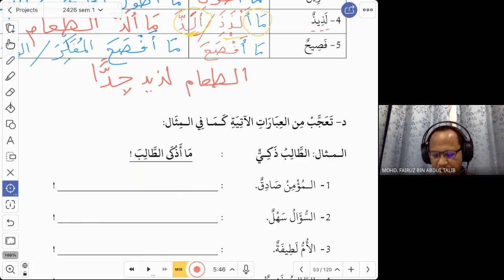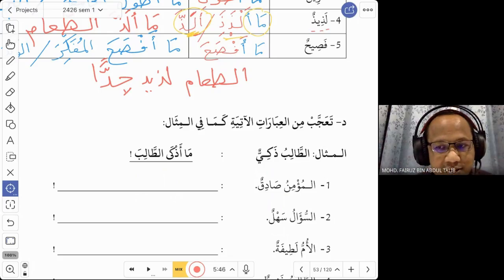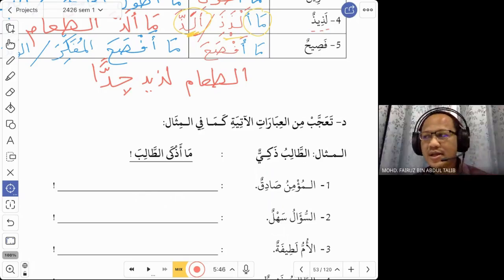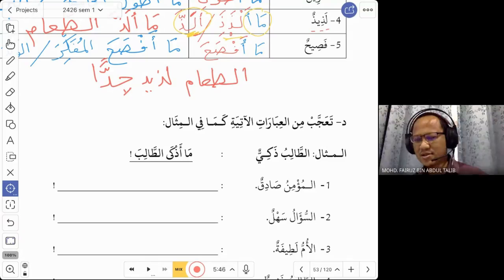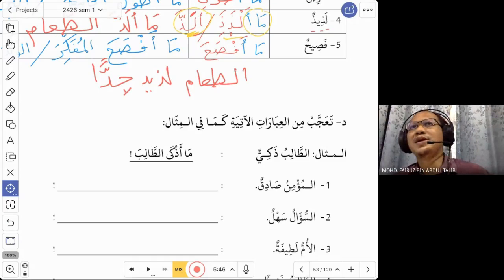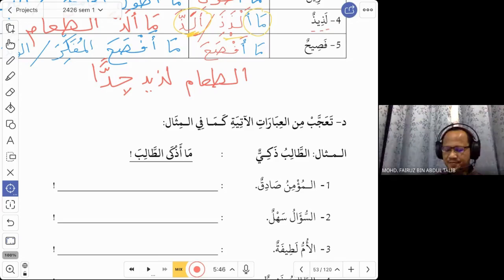Okay, let us try number 1. Al-mu'min sadiq. So the mu'min is what? What is this sadiq? The believer is sadiq. Great is azim, sadiq is not great. Oh, honest. Honest, truthful, sadiq. So you say al-mu'min sadiqun. Okay, so now ta'ajjub.